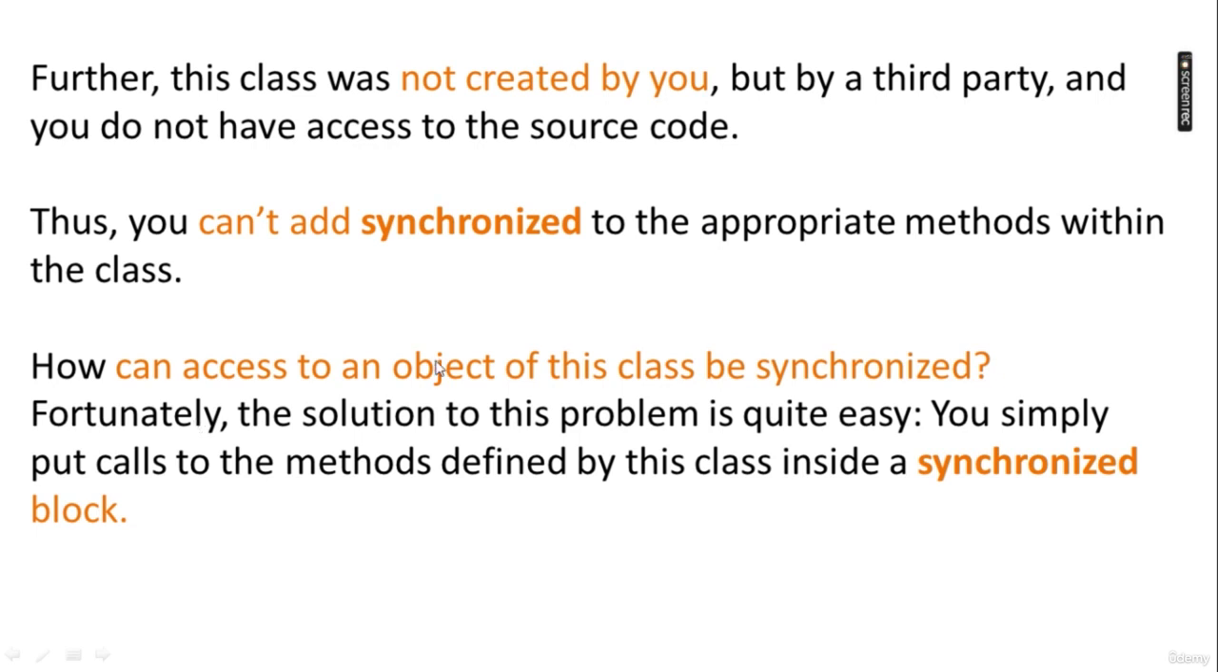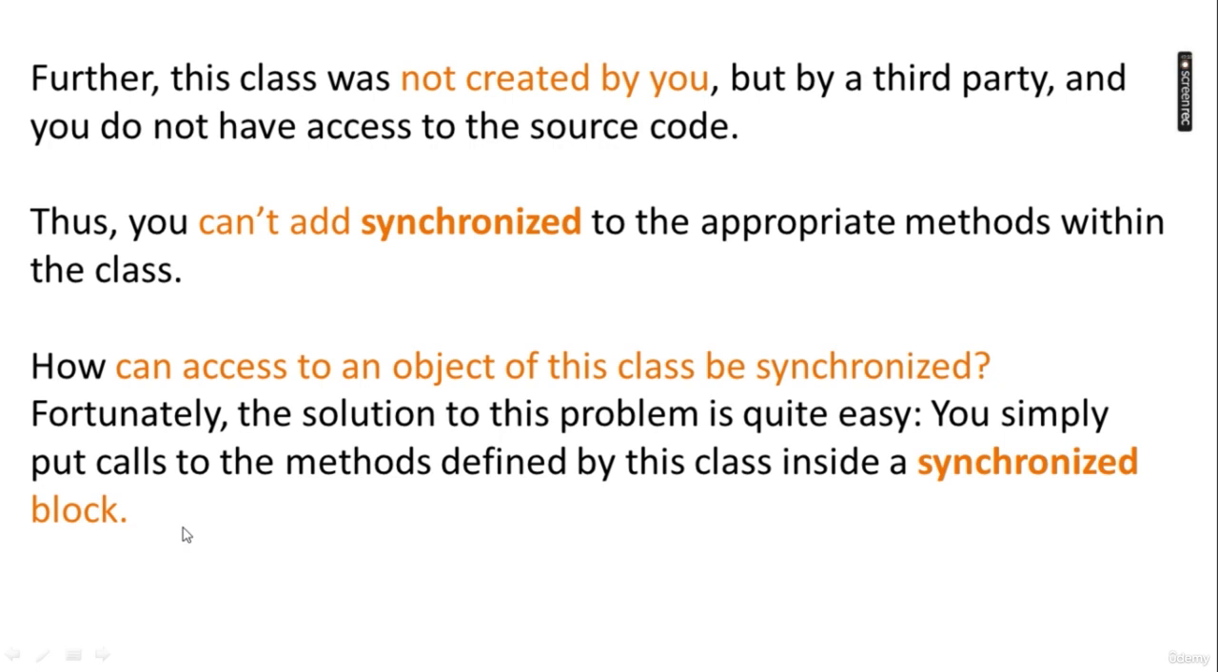So what should you do? How can access to an object of this class be synchronized? Fortunately, you simply put calls to methods defined by this class inside a synchronized block. Okay. The method definition is not in your hand. You know that multiple objects are there of the same class, but those are not defined for synchronized method access. Okay, and this program is not designed by you, and you don't have access to anything. What will you do? You simply put the call to the method inside a synchronized block.